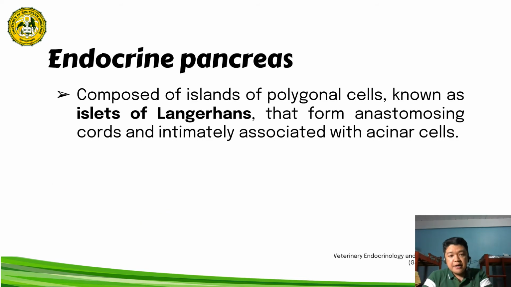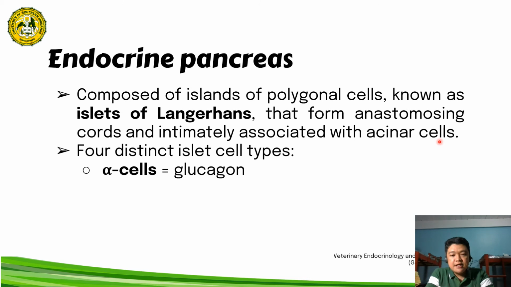So the endocrine pancreas is composed of islands of polygonal cells, and these are known as islets of Langerhans, that form anastomosing cords and intimately associated with the acinar cells. So the islets of Langerhans, now they are interspersed. Now they are closely associated or intimately associated with the acinar cells or the acini.